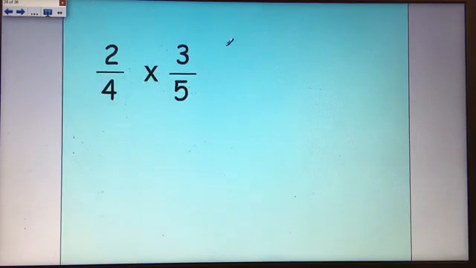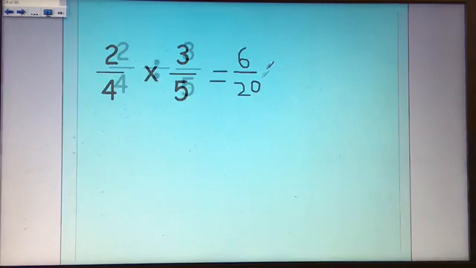Easy peasy to multiply fractions. All you've got to do is multiply the top, the numerator, and then multiply the bottom. So 2 times 3 makes 6. You can shut the screen if you want when I call out these number sentences. And 4 times 5 makes 20, which would be 6/20. And if you wanted to simplify that down, you could divide them both by 2 and make that 3/10.